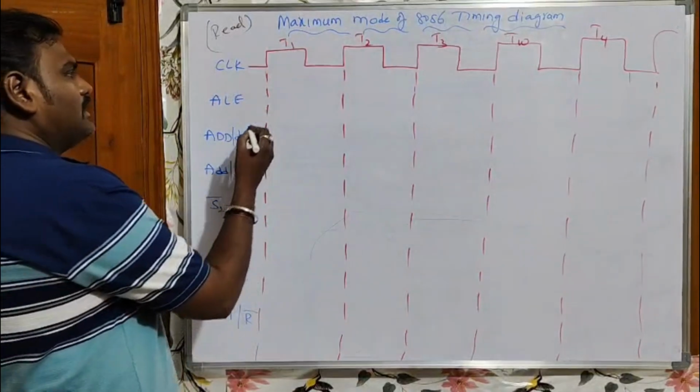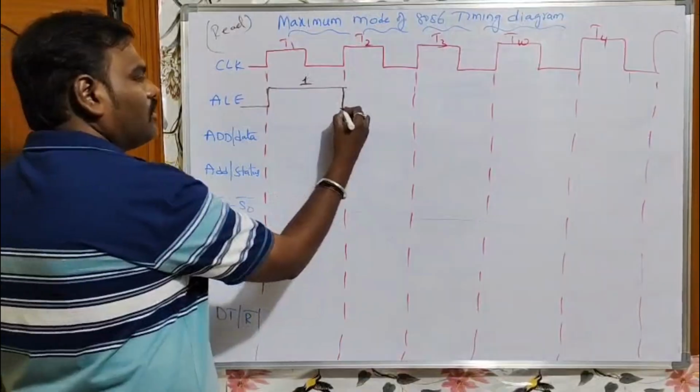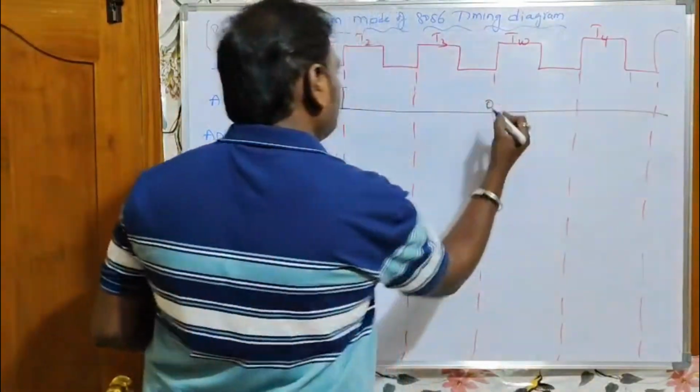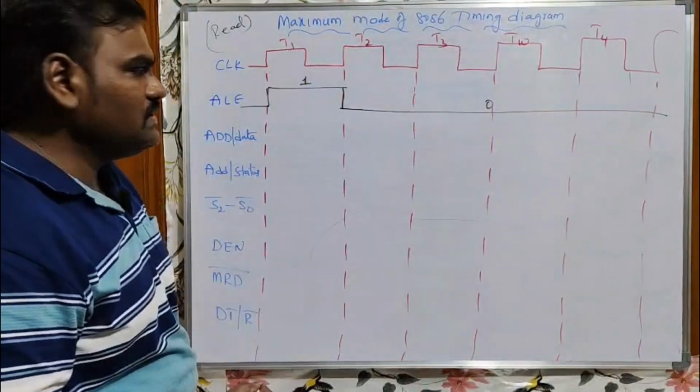As usual, address latch enable is 1 during T1. In all the remaining clock cycles it is 0. During T1 only it is high.